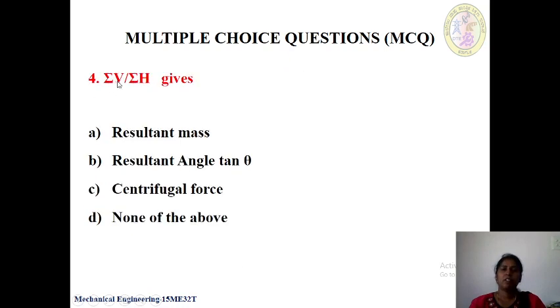Next question, sigma V and sigma V divided by sigma H that gives option A resultant mass, option B resultant angle tan theta, option C centrifugal forces, option D none of the above. In the problem we have used sigma V by sigma H, that gives us the resultant angle tan theta. The correct answer is option B, that is tan theta is equal to sigma V by sigma H.